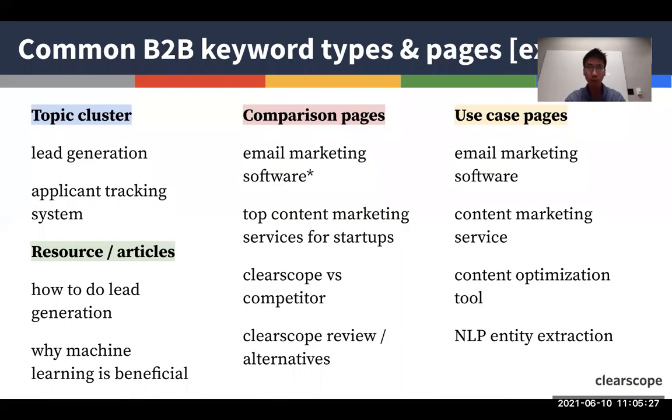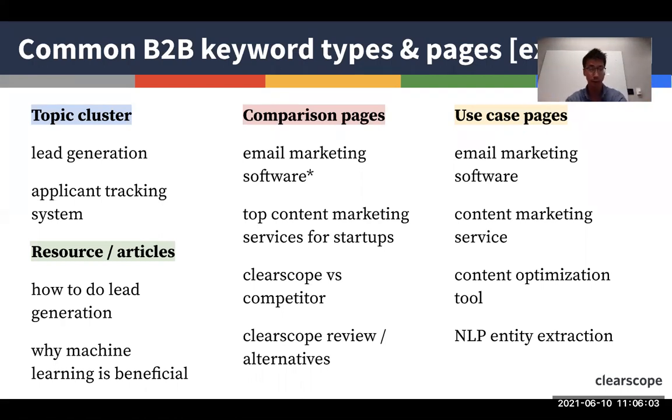So the common B2B keyword types and page experiences pretty much get mapped out in these 4 specific buckets. You have your topic clusters, which are going to be everything you need to know about a particular subject matter: lead generation, ultimate guide to email marketing, that kind of stuff. Secondly, you'll have your resources or your articles, which are going to be more of the how to do lead generation, top benefits of machine learning.